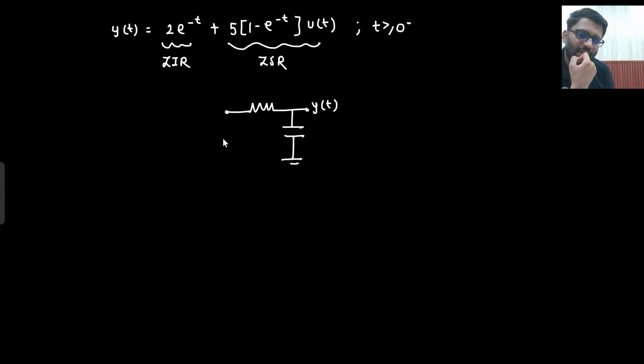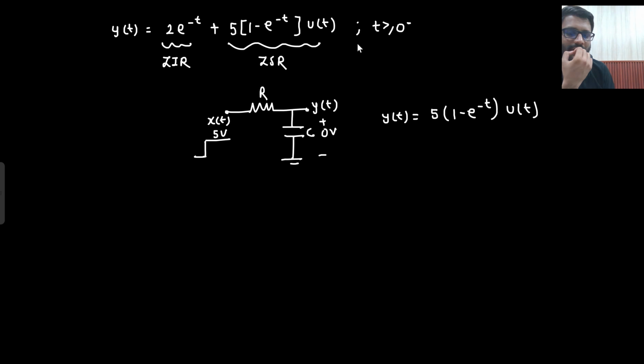This is your y(t) and this is your x(t). Applied input is 5. If there was no initial condition, if initially the voltage was 0, then what would be your y(t)? 5 into (1 minus e to the power minus t by 2) u(t). Are you getting the same thing here?